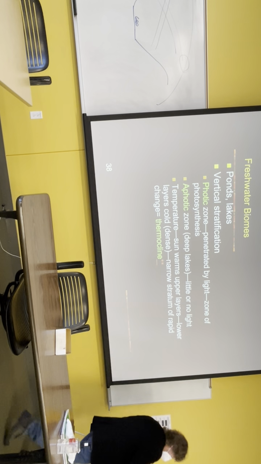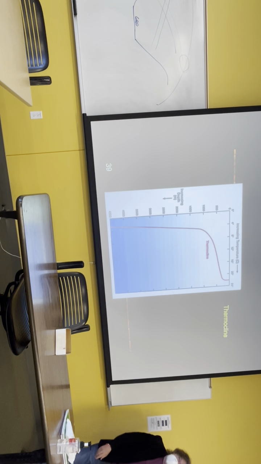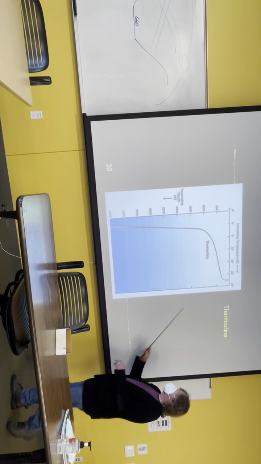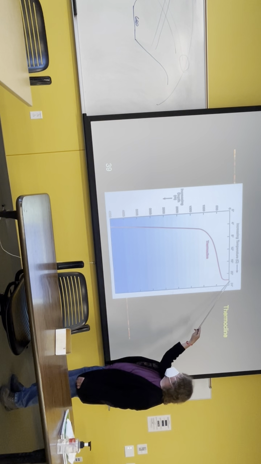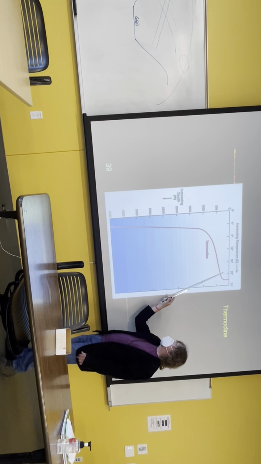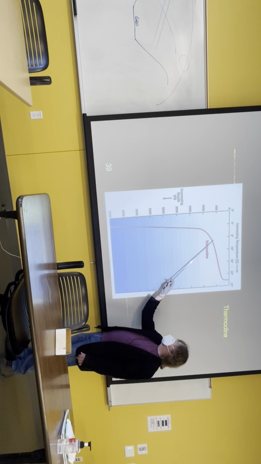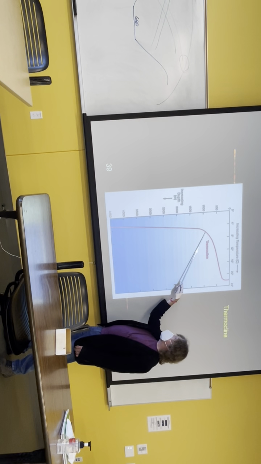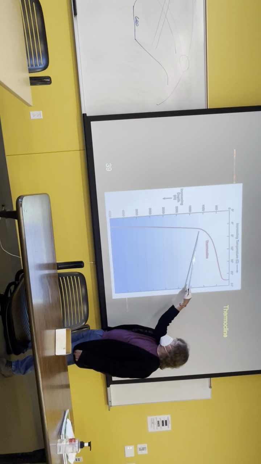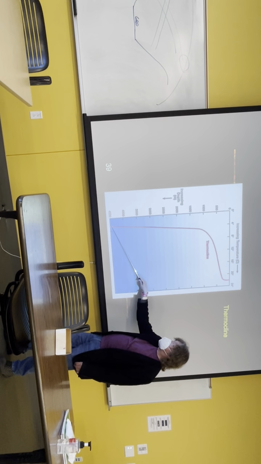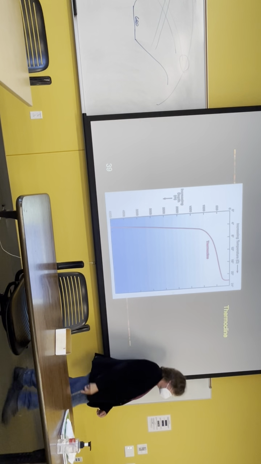I'll show you a picture here, next slide. All right, this is showing temperature with depth. Up near the top is where it's warmest, and then there's a fairly rapid decline in temperature until you reach right here. This is the thermocline. Then the temperature doesn't change too much as you go down.